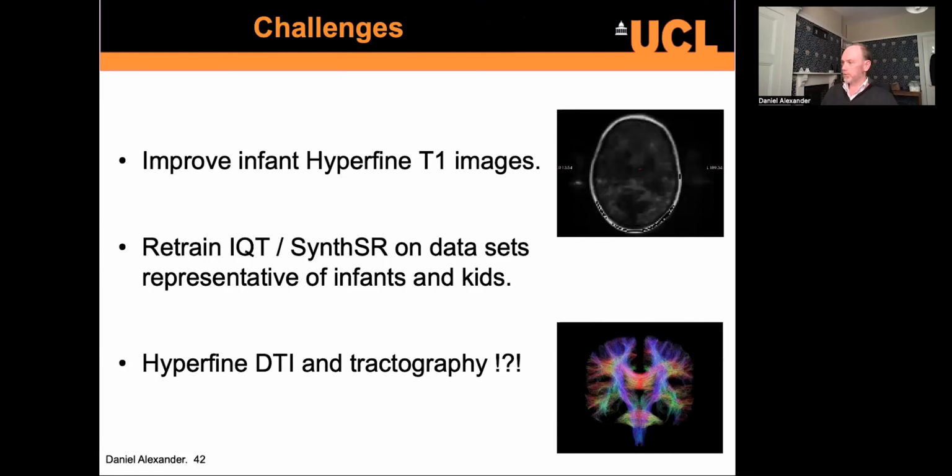Nearly finished, in case you're wondering. So that, yeah, challenge number one, improve the infant imaging, then retraining the IQT to work better on data from kids. And then, of course, the last thing I mentioned when I started talking about this project was, can it really be possible to do advanced imaging like diffusion imaging and tractography on these kinds of systems?